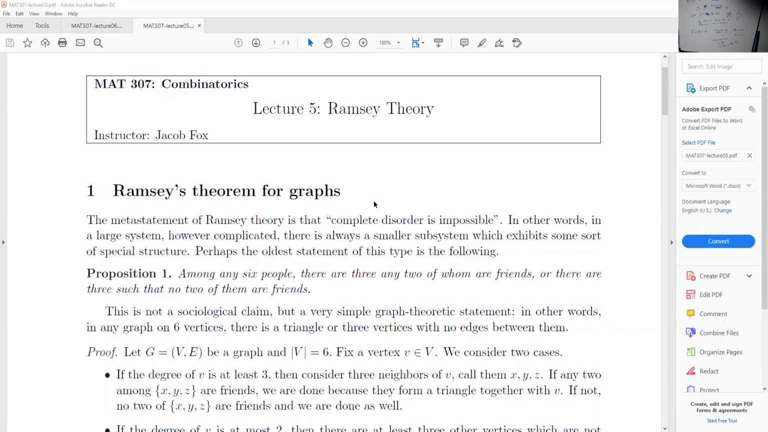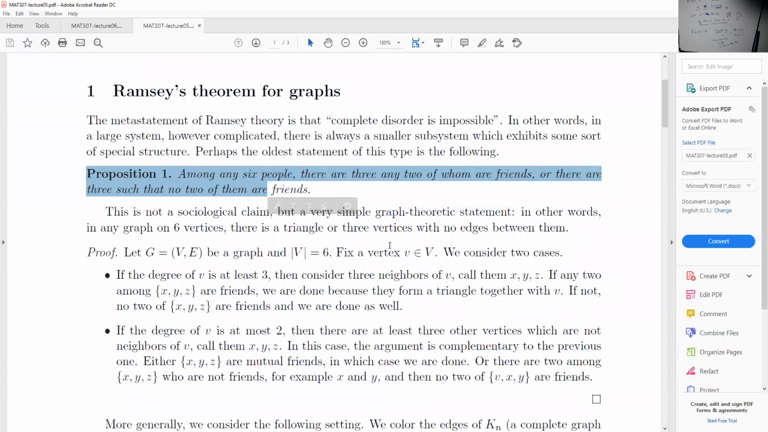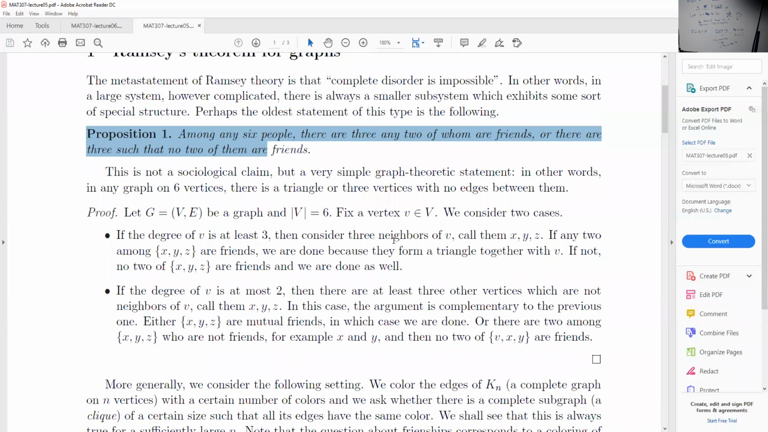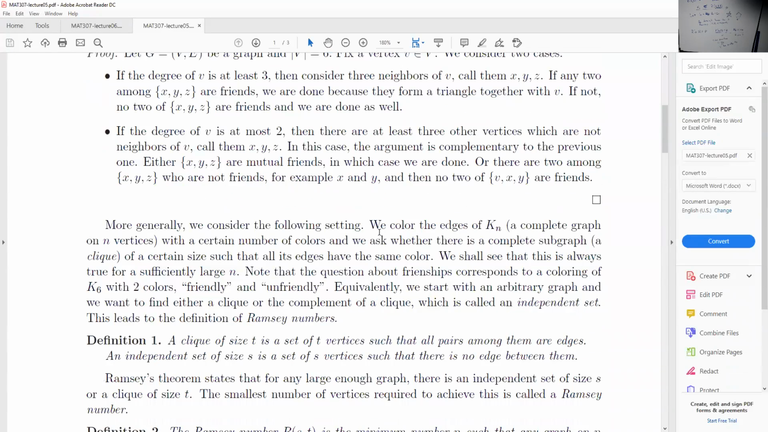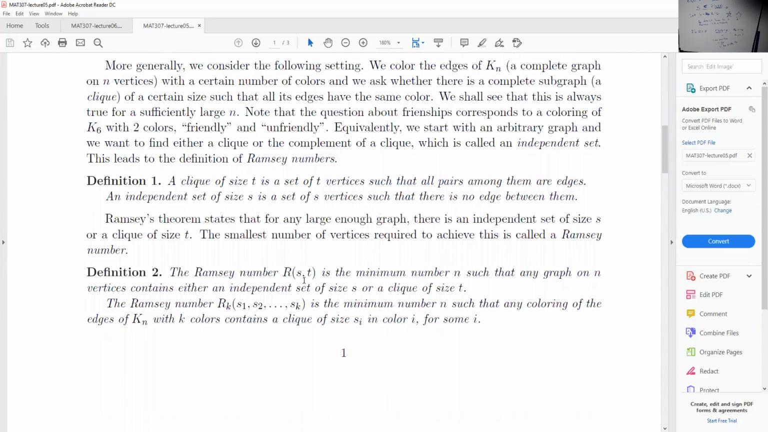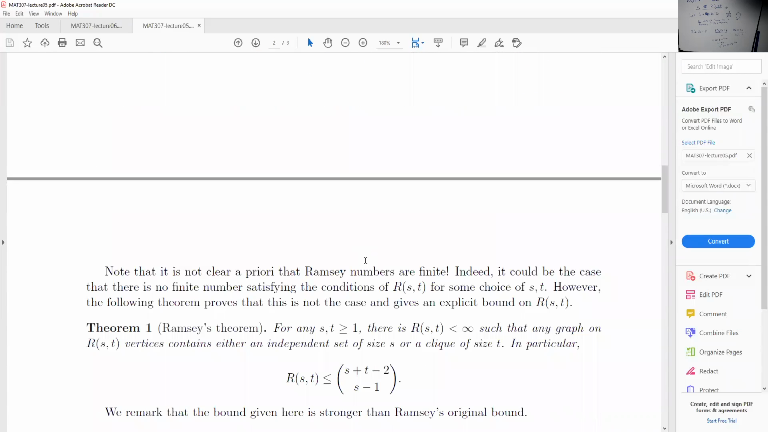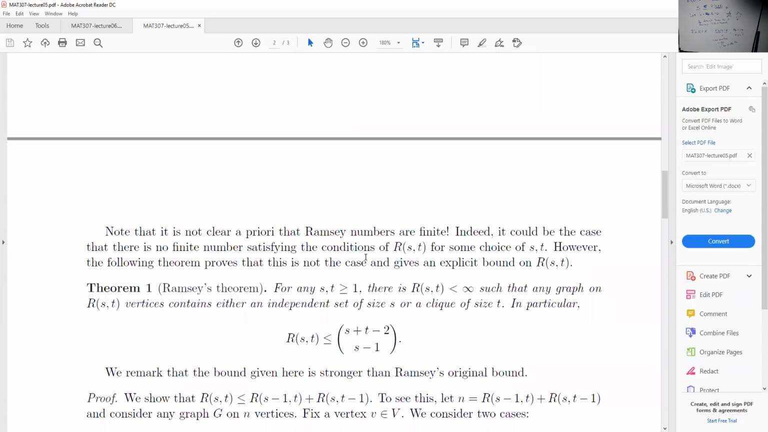And they're presented in such a way that it is pretty accessible still. We have the same starting point here in Proposition 1. Like I said, that is kind of the seminal problem. You have a couple of definitions about clique numbers. Here's a definition of Ramsey numbers. All of this corresponds to what we did.